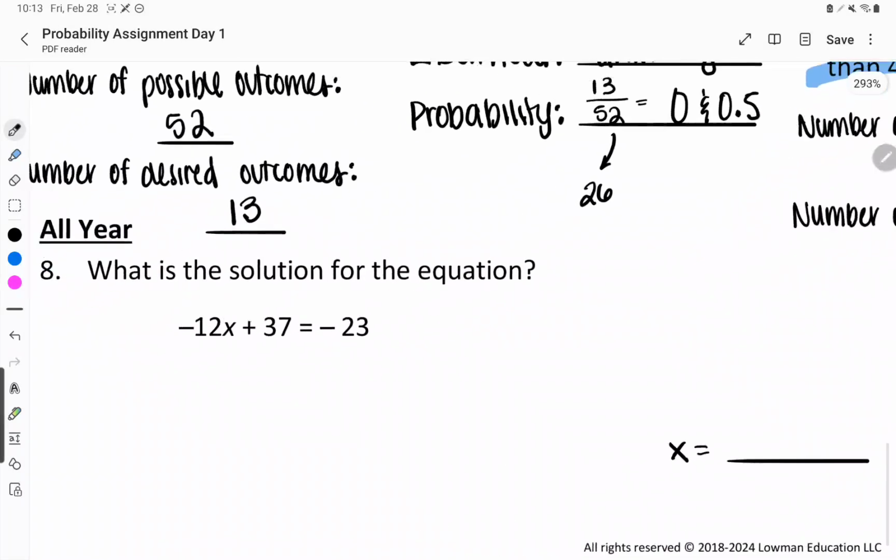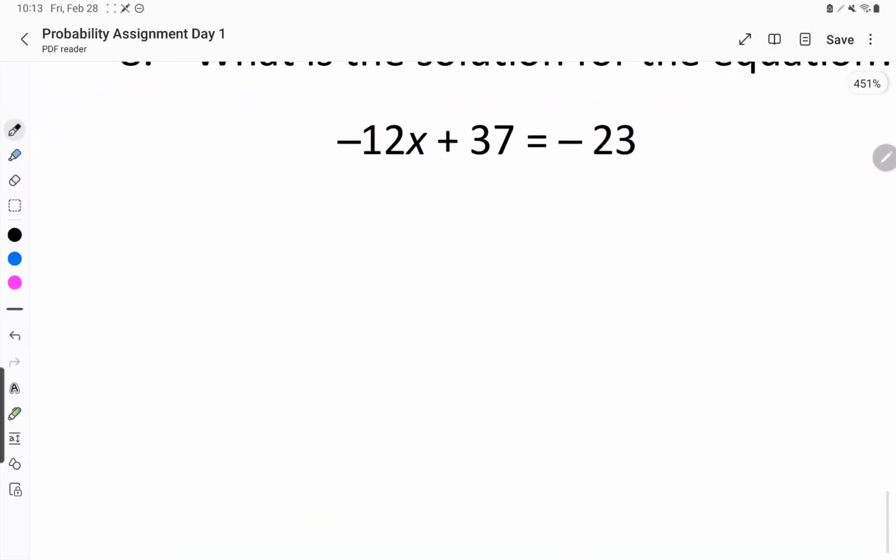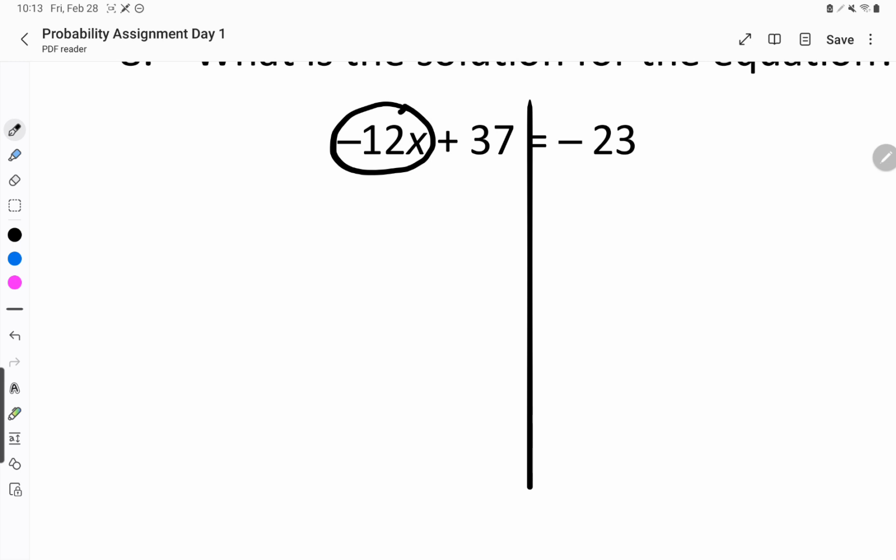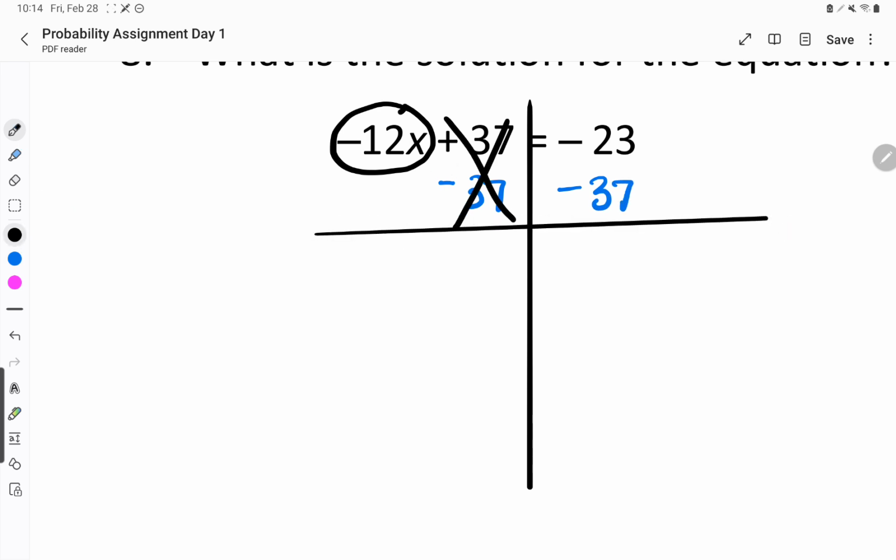All right, this one says, what is the solution for the equation? So what's the first step to solving any equation? Draw a line through your equal sign. Next step, shield negative 12x. Now, if this was an inequality, you would flip your inequality sign because you circled a negative, but it's not, so we're going to ignore that. How do you get rid of positive 37? Negative 37. That causes these over here to cancel out, and then I have negative 12x. On our right side, we have same signs or different signs? Same signs. Same signs, add or subtract? Add. So we have 23 plus 37.